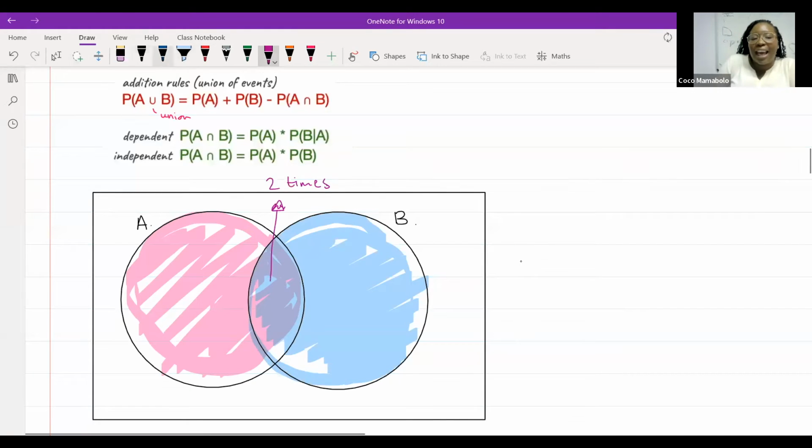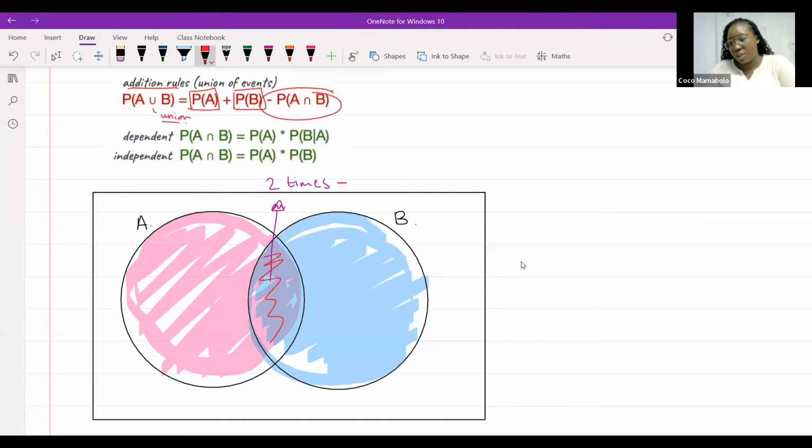So when we look at the probability calculated for the addition rule, when we have the union, we need to add the probability of the whole circle of A plus the probability of the whole of B, minus the one that we've counted twice. Give me a thumbs up if the idea of the addition rule makes sense. Remember, the union is everything all together, but we cannot count the middle 2 times. That's why we need to minus the intersection.